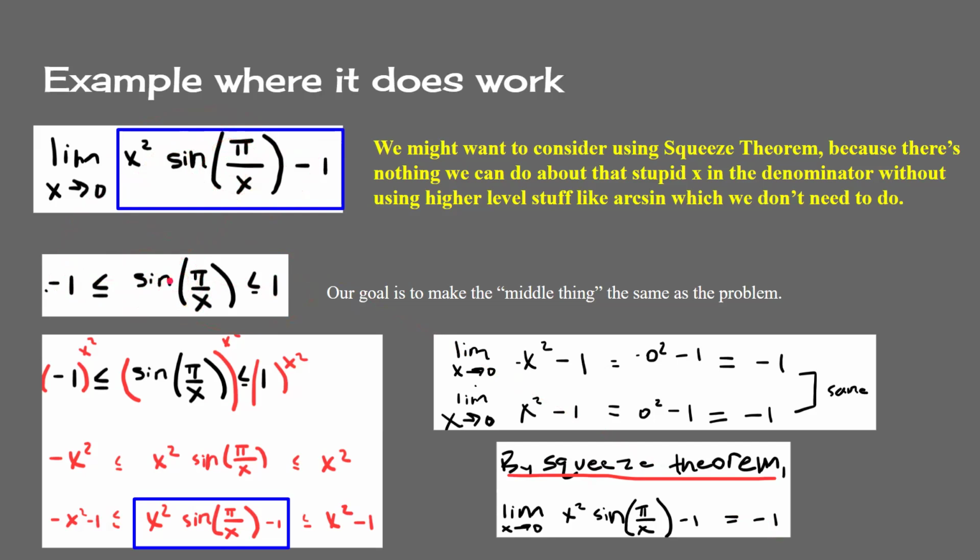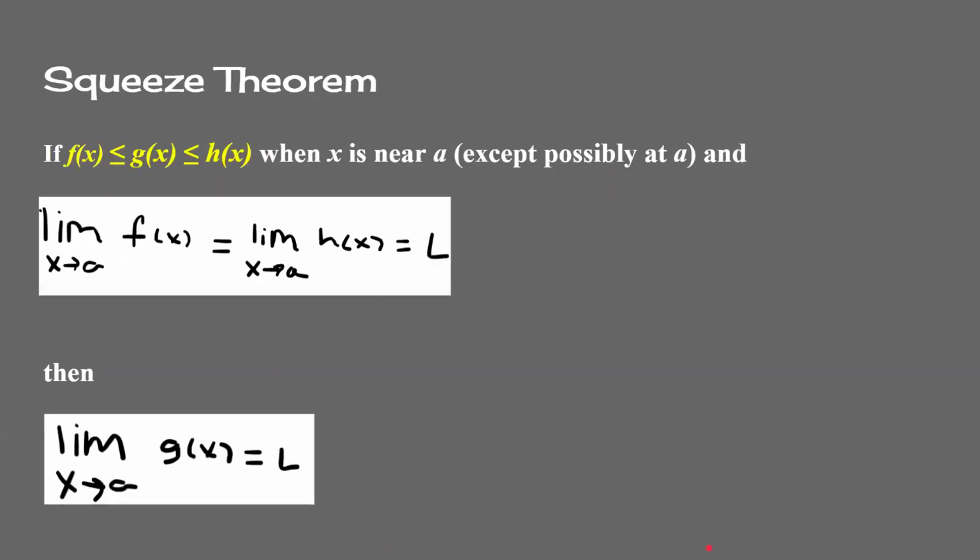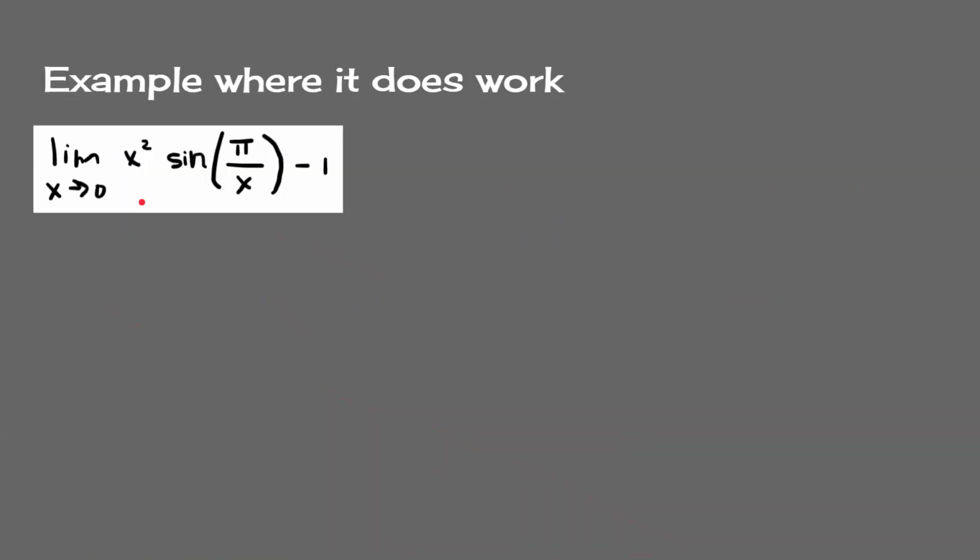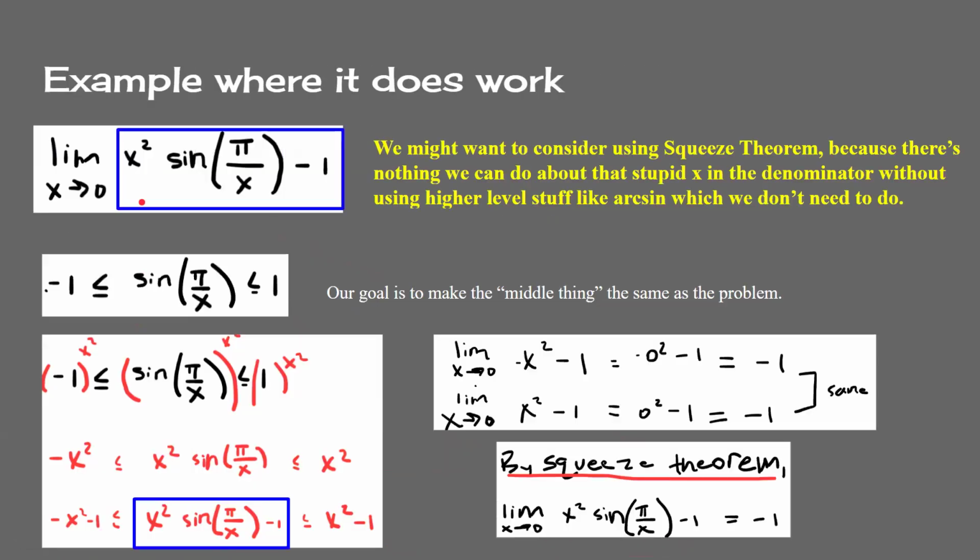Then we can't forget about these two things. We add them on, do it to all three sides. Then this left and right, we see if they are the same, and they were. And because of that, this middle one is also the same, because going back to this, that's what the squeeze theorem says.